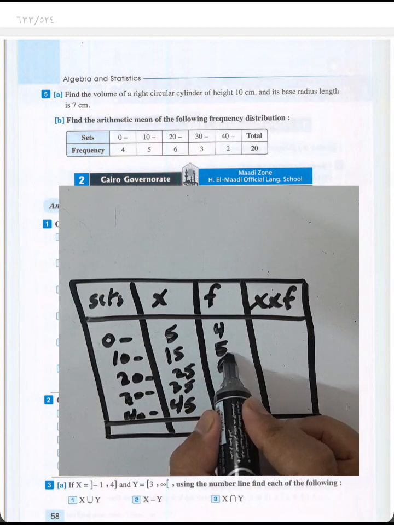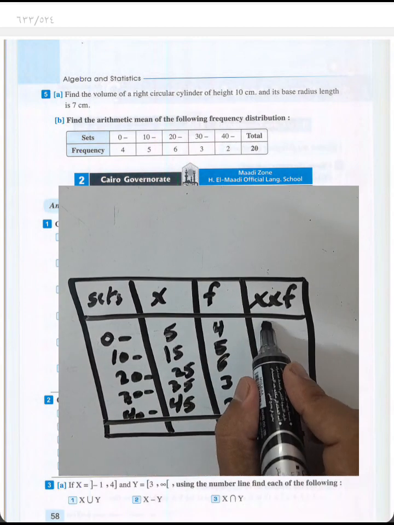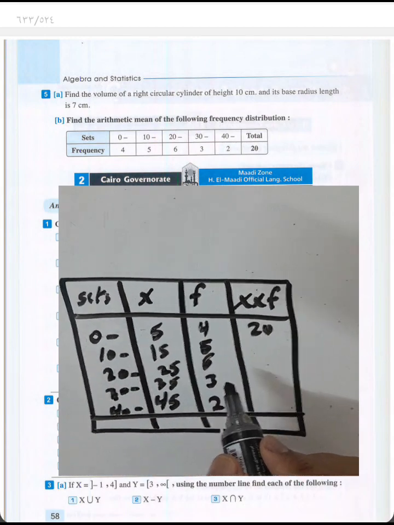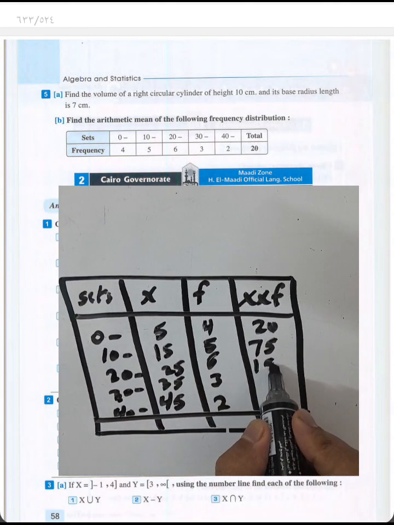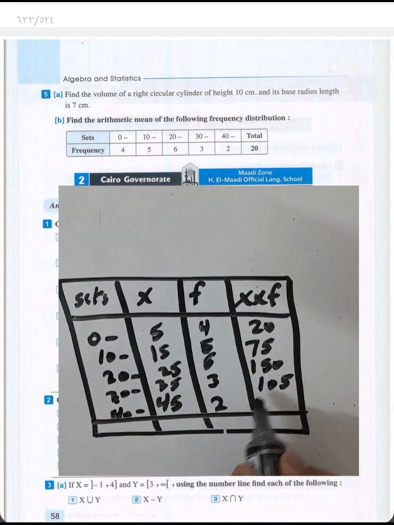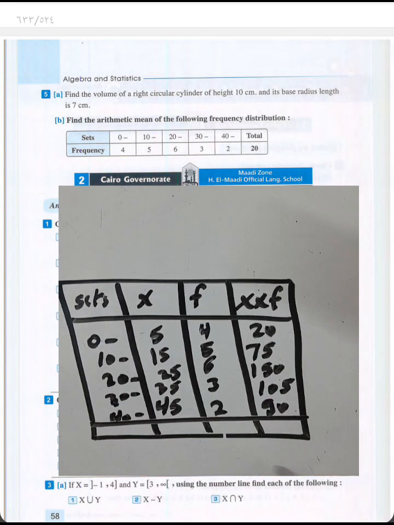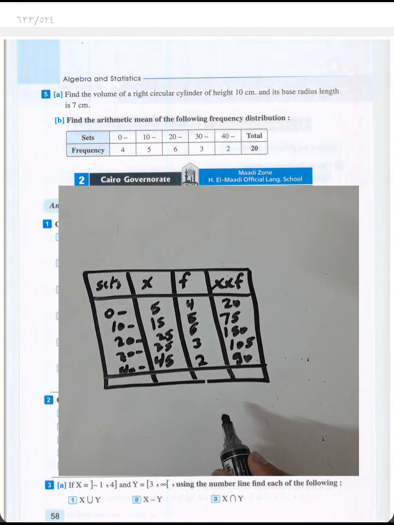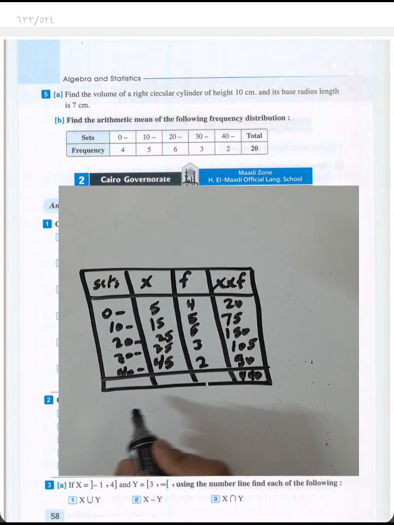5, 6, 3, 2. 4 times 5 it will be 20, 5 times 15 equals 75. 6 times 25 equals 150. 3 times 35 is 105. 2 times 45 will be 90. As we add them, the result will be 440.